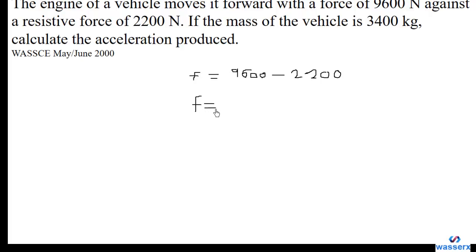And when we do the subtraction, what will this give us? Let me check this on my calculator. So doing the subtraction, we get 7,400 newtons. So that is the net force, 7,400 newtons. We are also given the mass from the question to be 3,400 kg.